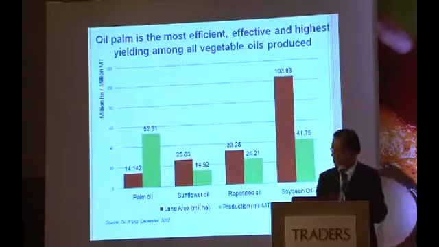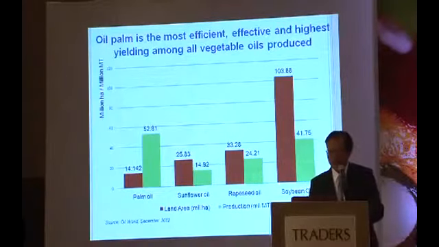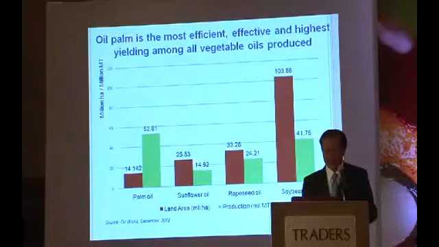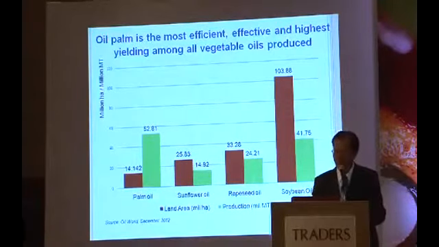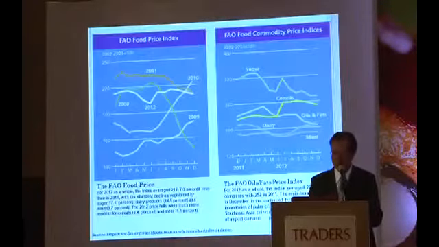And this later on translates into this chart where with very little land use in ground, we are producing the highest amount of oil in green compared to soya in the last column, with a very tall 103 million hectares used for producing soya bean, but the amount of oil produced is much lower than palm, 42 million tons.